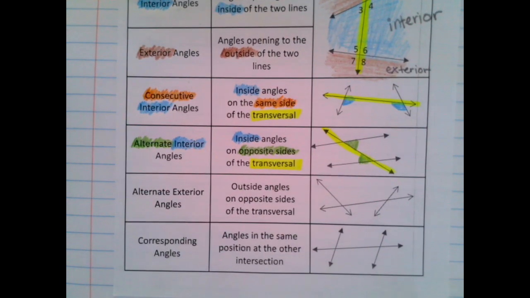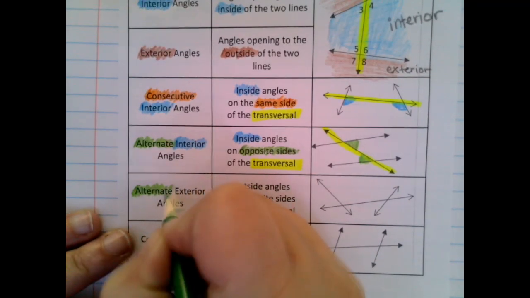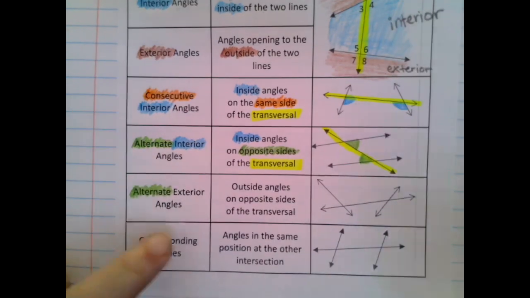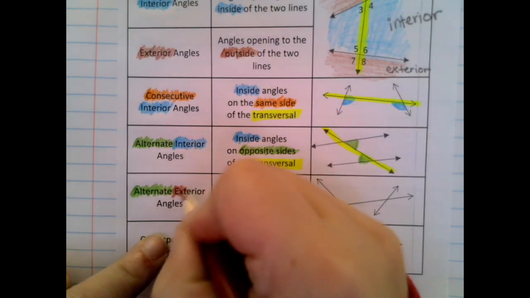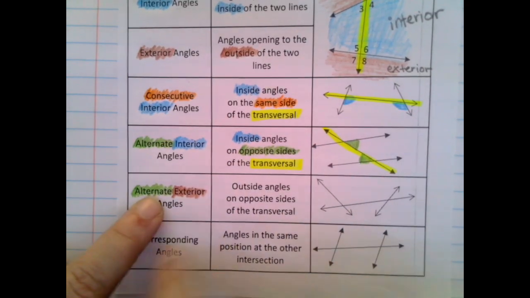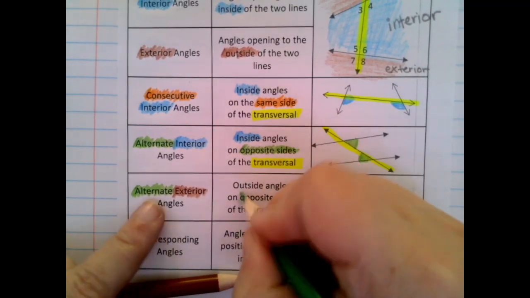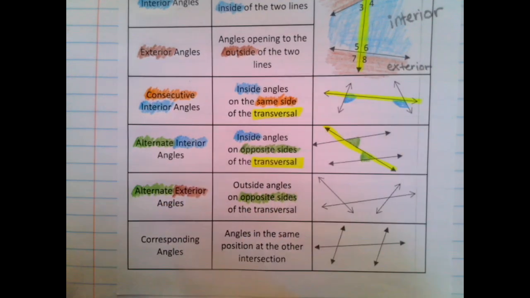Alternate exterior. So again, we have that word alternate. But this time we're dealing with exterior. I used red for that one. Nope, I used brown. So based on our definitions before, alternate means what again? Opposite. But exterior means they're going to be outside.